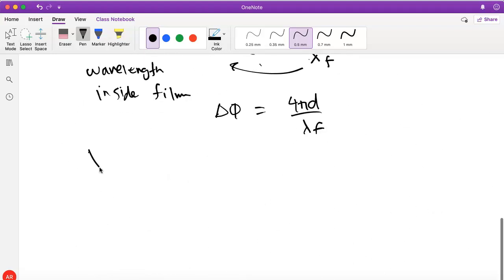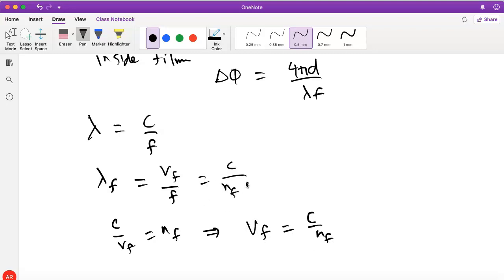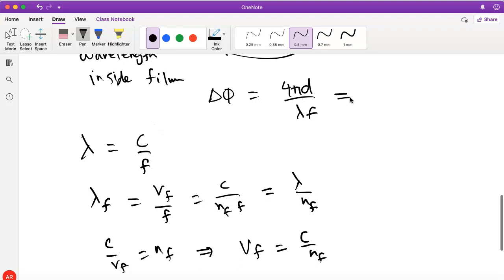So let's do the math a bit more carefully. So we're saying lambda is c over f. Lambda film is v film over f, the frequency. And c over vf is nf, the index of refraction. So from here we find that vf is c over nf. So this becomes c over nf times f, and c over f is lambda, so that's lambda over nf. Alright, so that's now nf times 4 pi d over lambda.